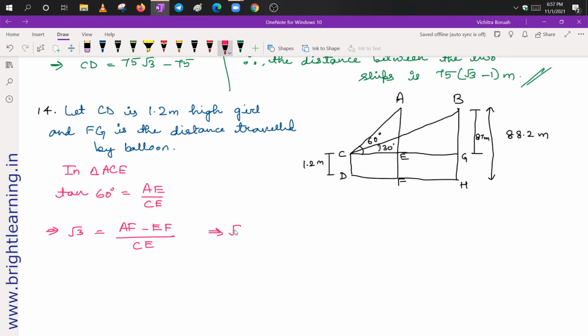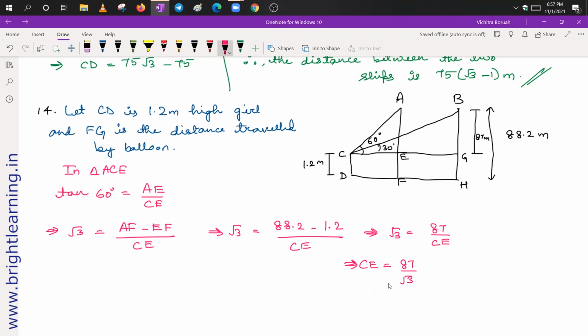Now again, √3 is equal to AF over CE. What is the AF distance? It is 88.2 minus EF. The EF distance is 1.2, since EF is equal to CD, which is 1.2. So 88.2 minus 1.2 is 87. So from here you will get √3 equals 87 upon CE, or you can write CE equals 87 upon √3.